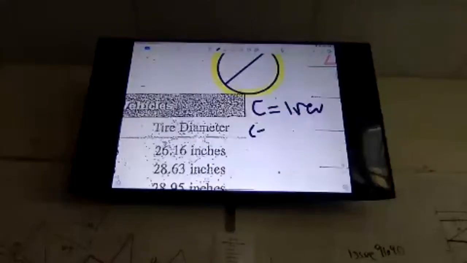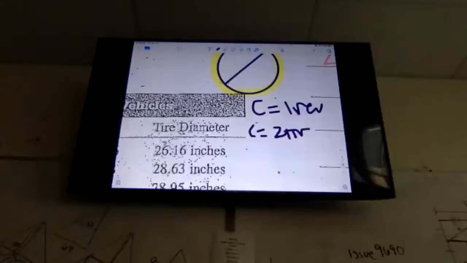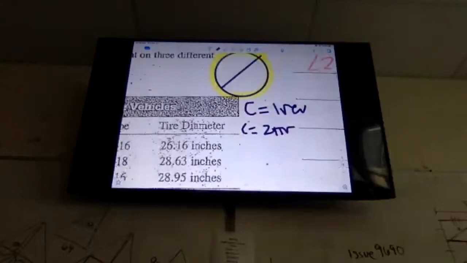Reminder, circumference is either 2 pi r, or another way to write it, which I think is super relevant here, is pi times d, pi times diameter.